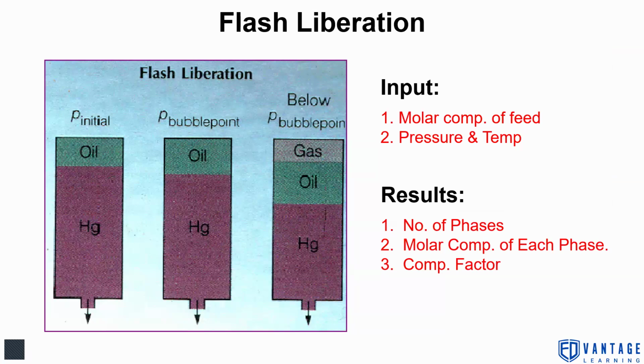So first test, flash liberation. What we do is we pressurize the cell with helium, which doesn't react with oil, and then we decline the pressure slowly, so that after the pressure goes below bubble point pressure, gas starts coming out of oil. We don't remove this gas. We keep the gas in equilibrium with oil, and we measure the oil volume in the PVT cell. This is the PVT cell. Results would be number of phases in the reservoir, molar composition of each phase, and of course compressibility factor of gas.